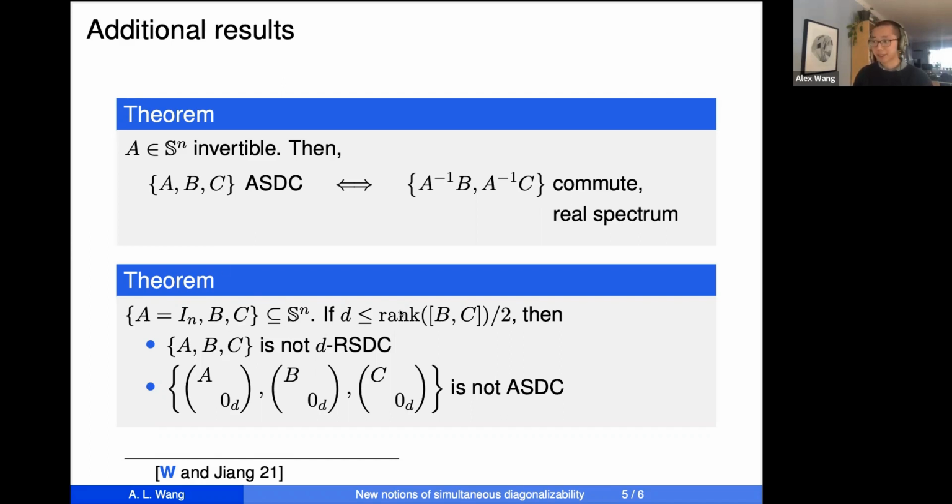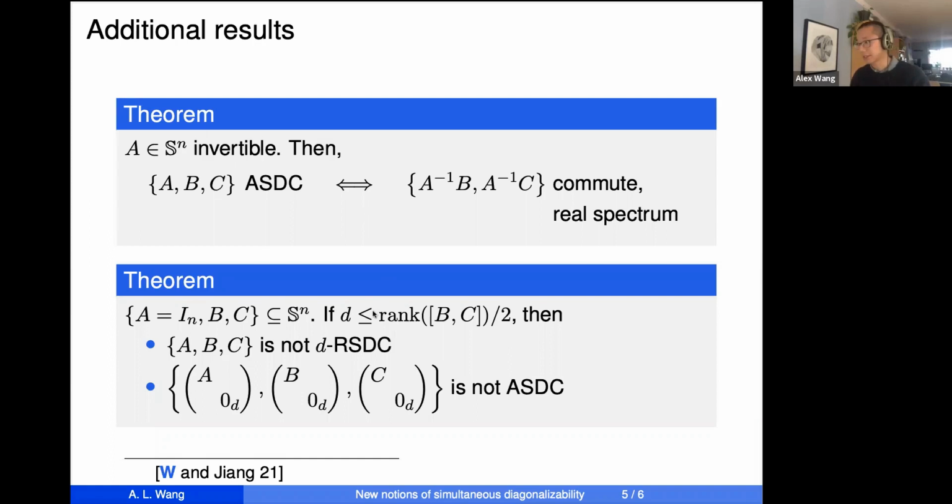Then the rank of the commutator of B and C is, with high probability, going to be full dimensional. It's going to be n. So what this theorem says is that if you consider the set of matrices consisting of the identity matrix and your 2 random GOE matrices, then with high probability they're not going to be n over 2 RSDC, even. The minimum number of dimensions that you need to lift could vary linearly.